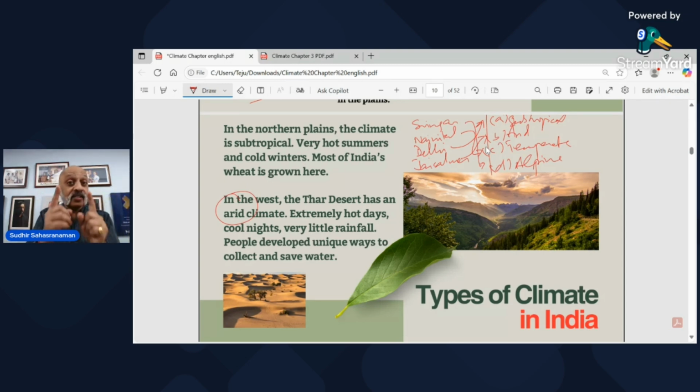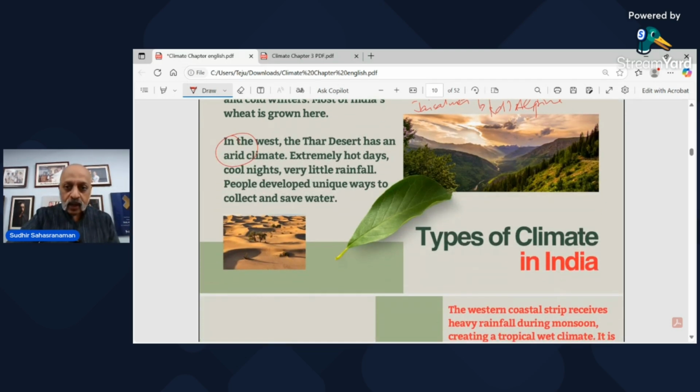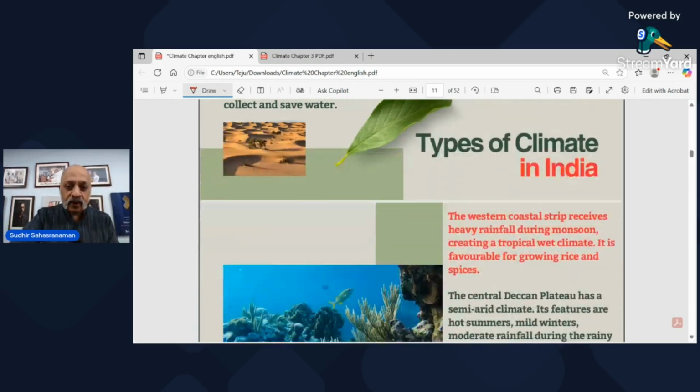Also, we will learn about the sand, etc. in the science lesson. There is a separate chapter called heat transfer in nature, which I think is chapter number 7, if I'm not mistaken. Extremely hot days, cool nights, little rainfall, which is why you have plants like cactus growing in the Thar desert. And people have to develop ways to collect and save water because water is in short supply. You can see the photograph which I have put below.